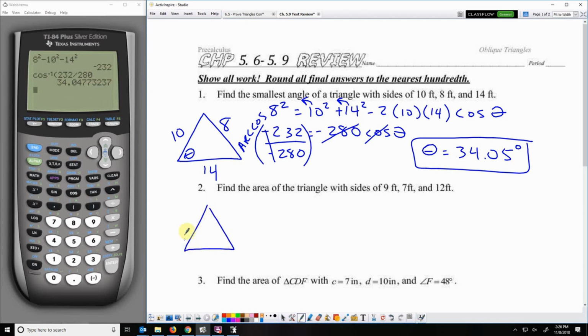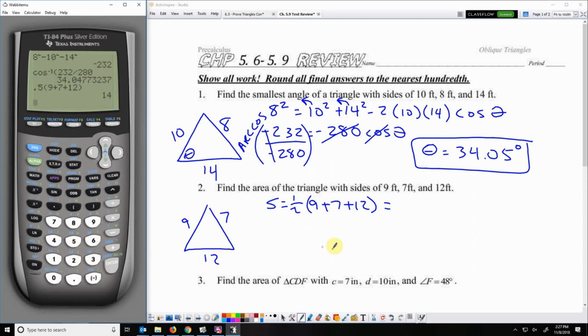Okay, next we're given side, side, side on another triangle. This time we are asked to find the area of the triangle. When we're given side, side, side, the easiest way to find the area is by using Hero's formula. The first step of that is to find the semi-perimeter, so half the perimeter. Half times 9 plus 7 plus 12. That's 0.5 times 9 plus 7 plus 12. So my half perimeter is 14.